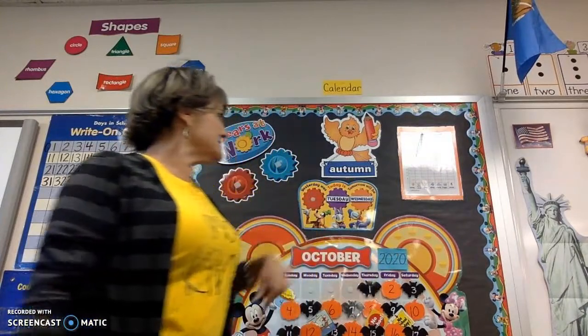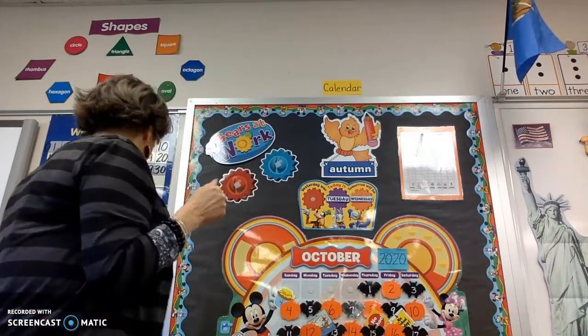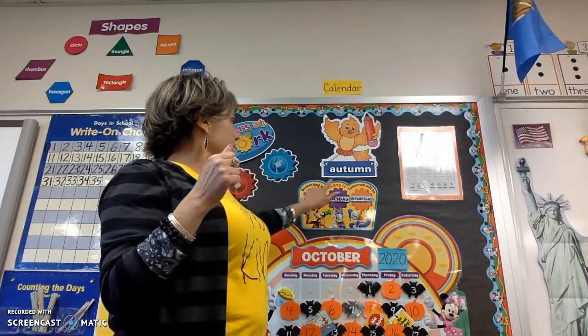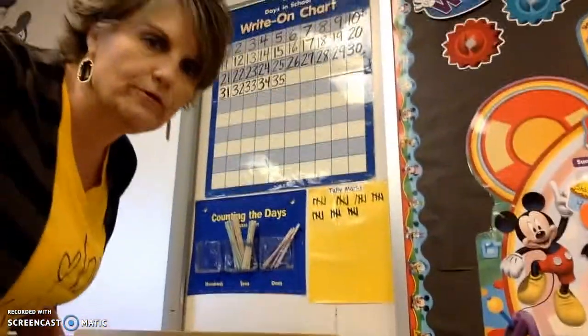Okay, so what was yesterday? Today is Tuesday. What comes before Tuesday? Sunday, Monday, Tuesday. Monday. Good job, friends. So, yesterday was Monday, today is Tuesday, and tomorrow will be Wednesday. Awesome job. Okay, let's move over here.